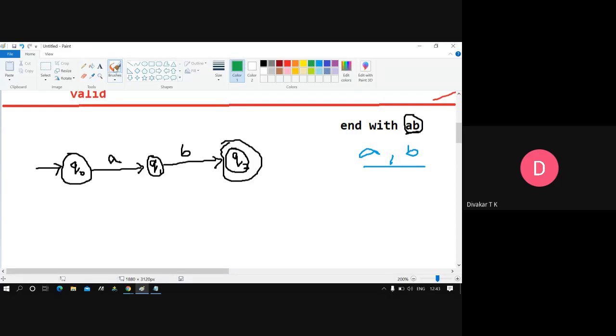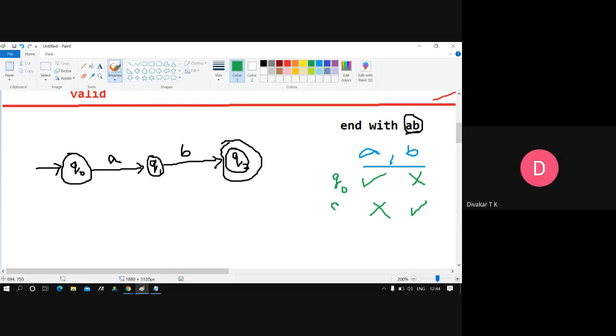Only answer my question. From Q0, A symbol outgoing edge is here. From Q0, is there any B outgoing edge? No, sir. Very good. Now from Q1, it is taking B. B outgoing edge is there, correct? Yes, and there is no outgoing edge for A. You're getting? Yes, sir. Very good.